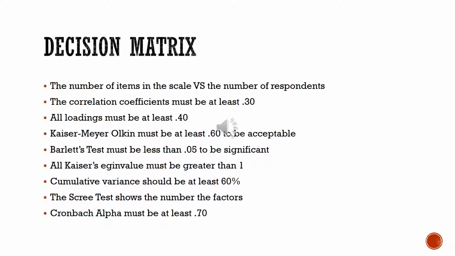We also use Kaiser-Meyer-Olkin, which has to have at least 0.60 to be acceptable. The Bartlett's tests must be less than 0.05 to be significant. All Kaiser's eigenvalues must be greater than 1. Cumulative variance should be at least 60%. The scree test, showing the number of factors, and of course Cronbach alpha must be at least 0.70.